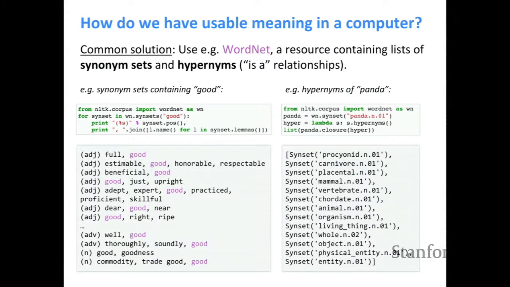Now, in the past, most people have used things like WordNet, which is essentially a linguistic resource to define the meaning of words.